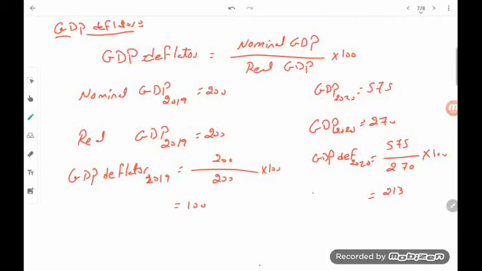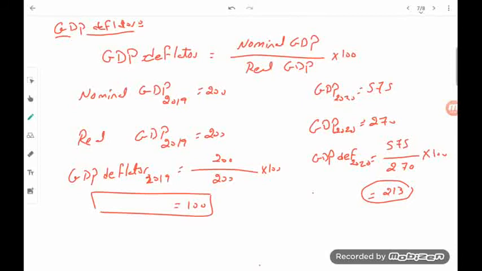$213. What's meant by these numbers? First of all, we can notice that real GDP for the base year will be always 100. So this is the base year, it's 100. What's meant by 213? This means that prices increased by about 113% more than year 2019.